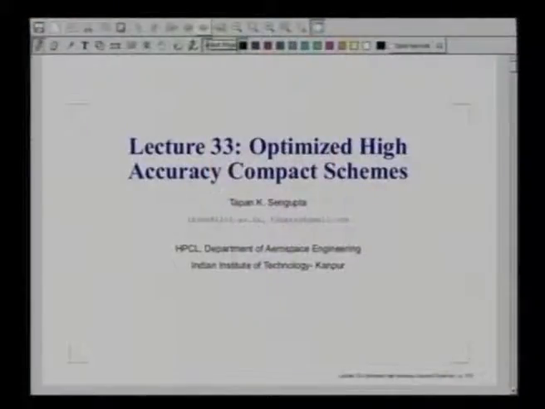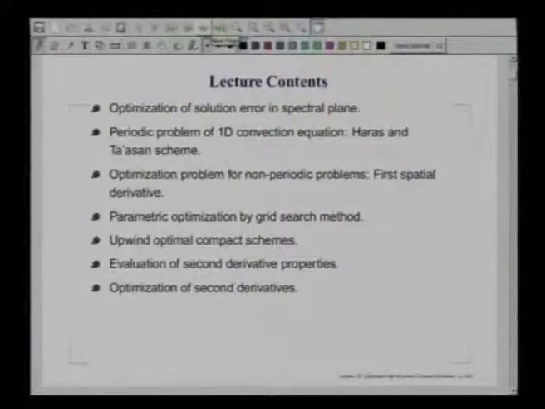This is lecture number 33, and we are going to talk about high accuracy compact schemes, not in the traditional sense, but in the sense of how we optimize them, in the theme of this course, in the spectral plane and see how they perform. The contents would follow the sequence that we will be trying to optimize, that is, minimize the solution error in the K space. That is your issue number 1.